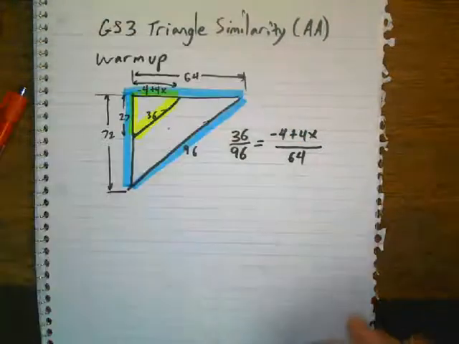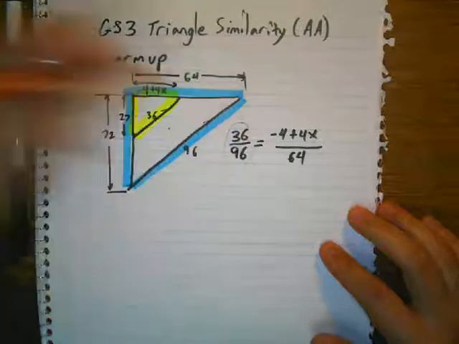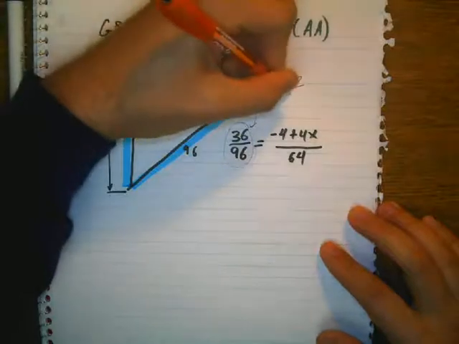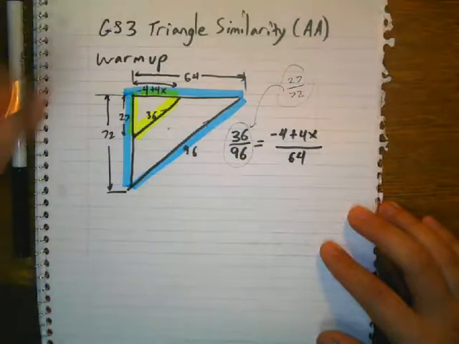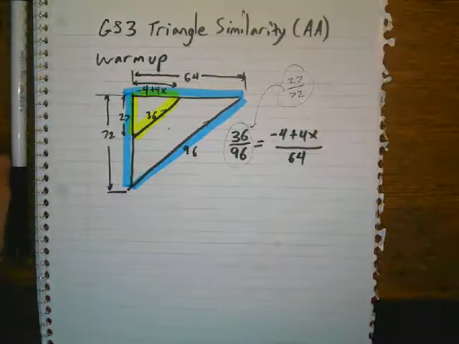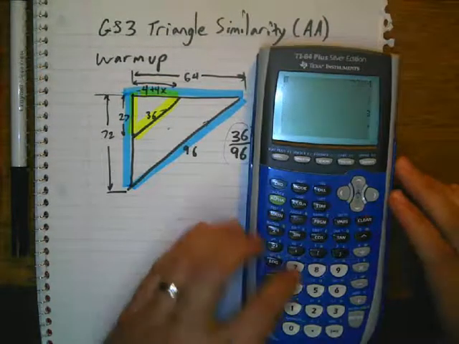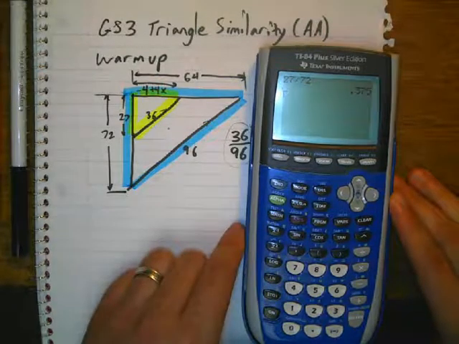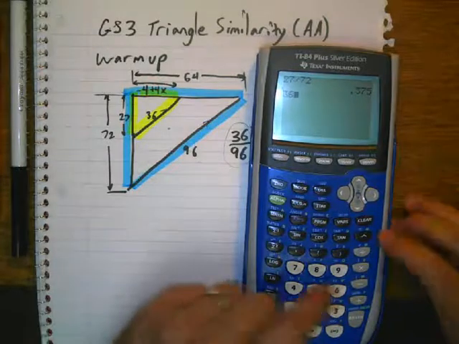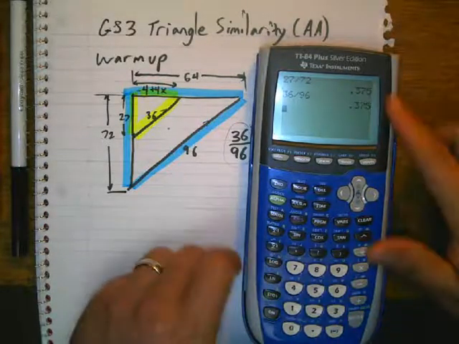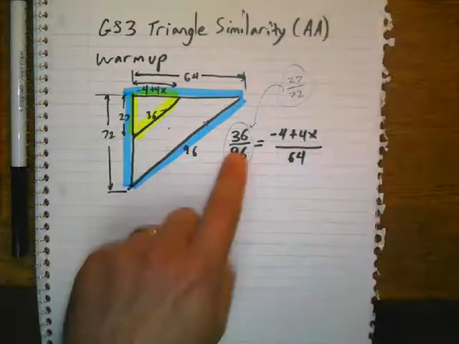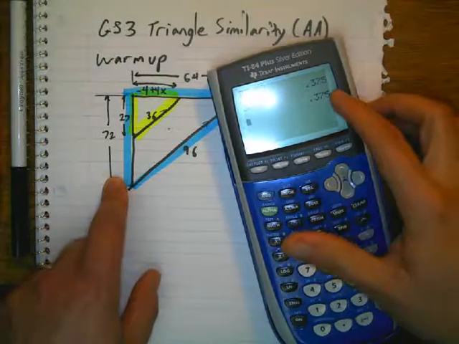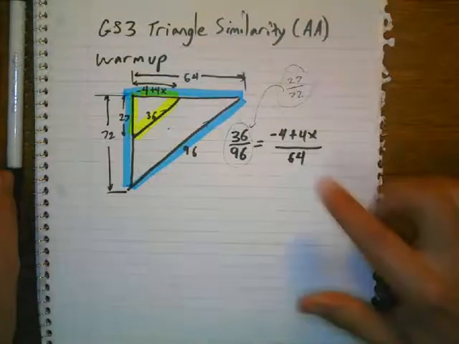Okay, now I could have used, instead, 27 over 72 also, because that ratio gives me the same, and I can even show you. 27 divided by 72 gives me that, or if I have 36 divided by 96, it gives you the same thing. So the ratios of 36 over 96 and 27 over 72 give you the same thing because these triangles are similar and the ratios should be the same.